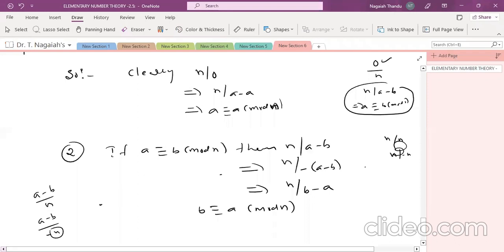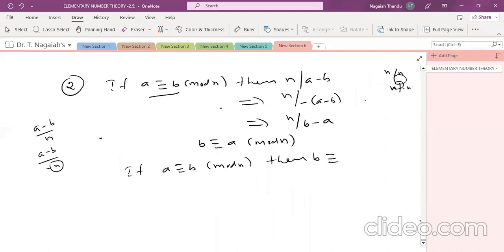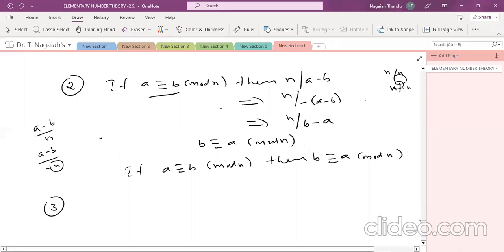Therefore, if A is congruent to B, then B is congruent to A modulo n. This property is known as the symmetric property: if A is congruent to B modulo n, then B is also congruent to A modulo n. It is the second property. Third, this is the transitive property.